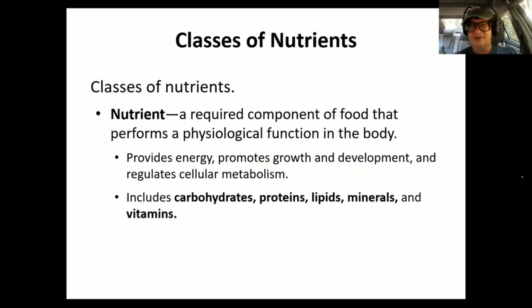And vitamins, both minerals and vitamins, they're cofactors, they're coenzymes. They're things that activate your enzymes and make them work. Some enzymes don't work without these at all because they're part of the active site. All right, so anything that is a required thing that we get out of food that performs a physiological function we call a nutrient. This could be something that gives you energy, something that promotes growth, something that regulates cellular metabolism. There are your examples we just talked about. Moving on.